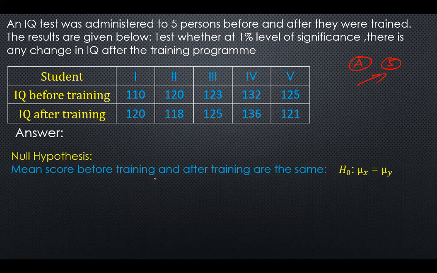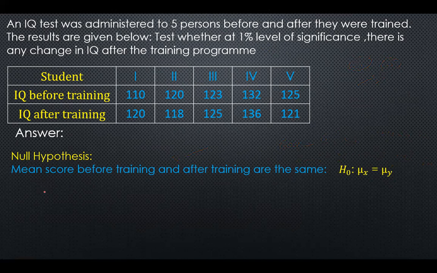Mean score before training and after training are the same. I can do like this, otherwise I will say mu X is equal to mu Y. Otherwise, I'll say there is no difference in the mean. Otherwise, I'll say the program or the training is not effective. So whichever is feasible for you, that type you can frame the null hypothesis.